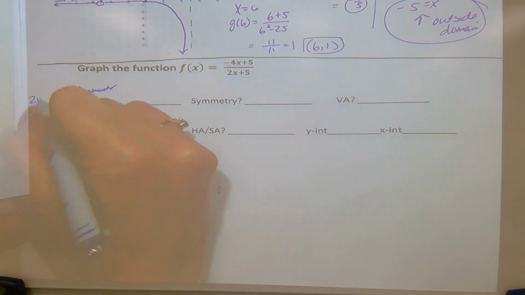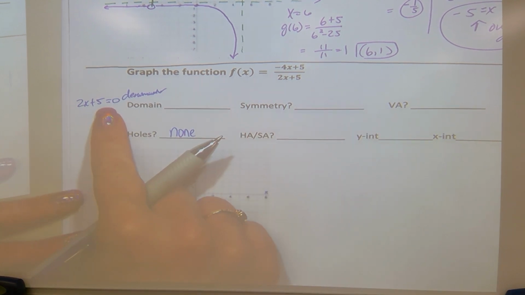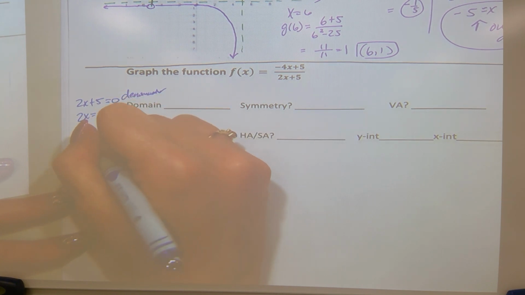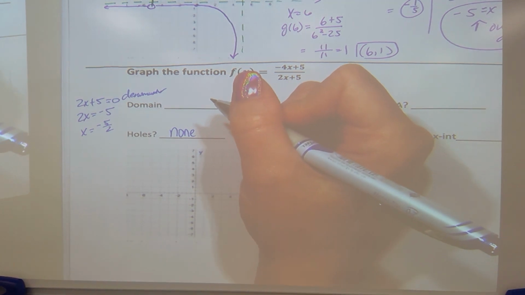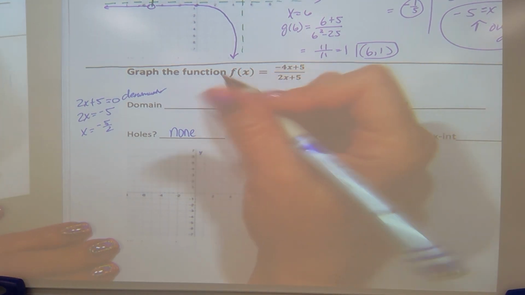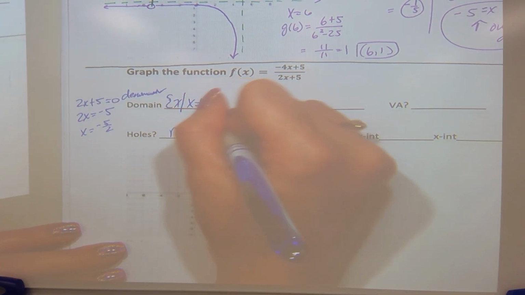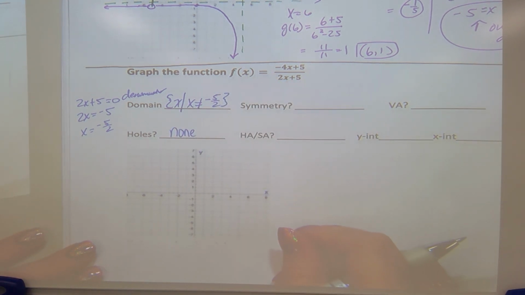So I take 2x plus 5, set that equal to 0, and figure out what would make that happen. So that gives me 2x equals negative 5, divide by 2, and I get x equals negative 5 halves. That is the value I need to kick out of my domain for this function. So I'm going to say all values of x except negative 5 halves. Now remember that negative 5 halves is the same thing as negative 2.5.